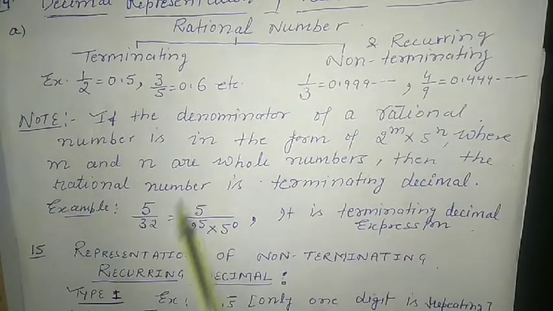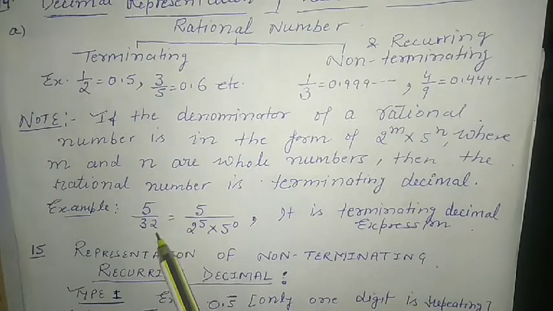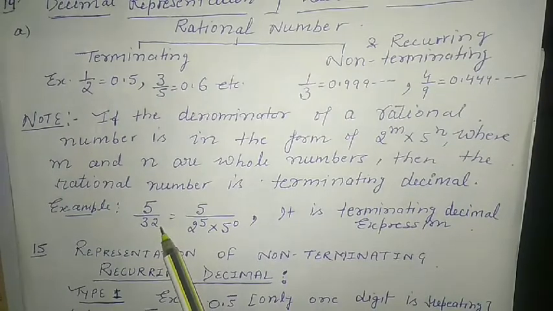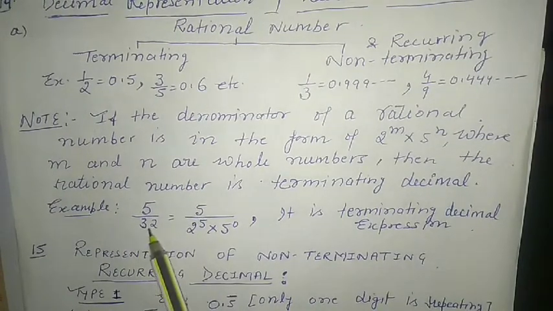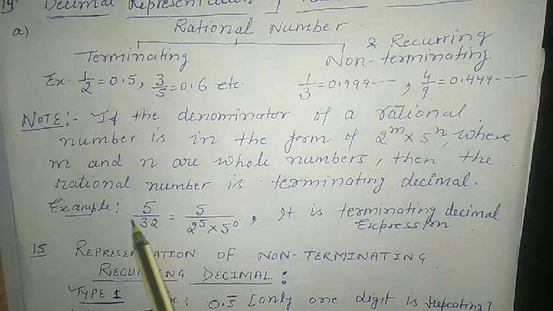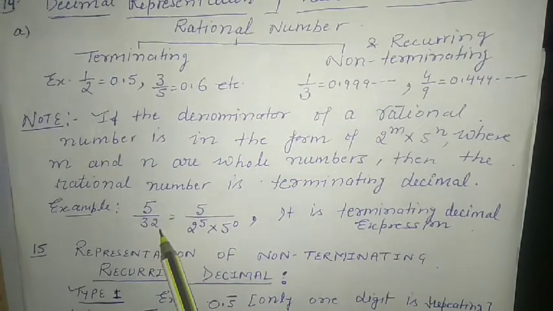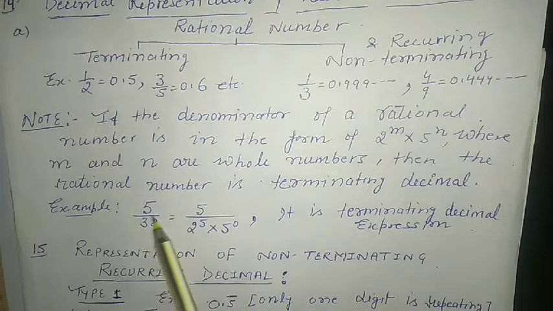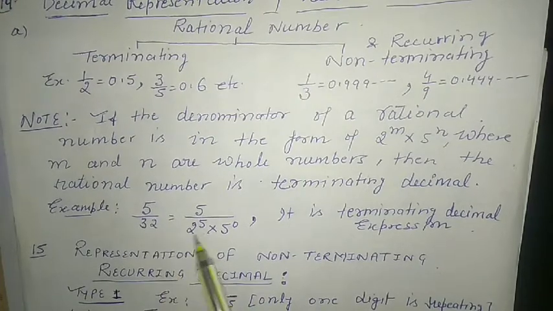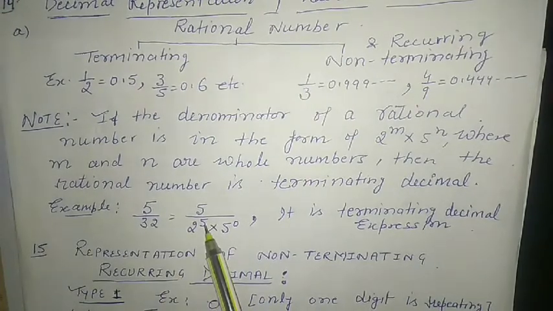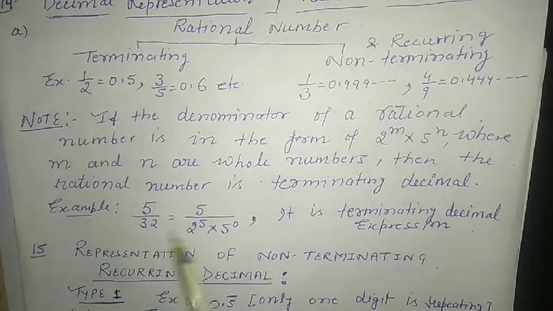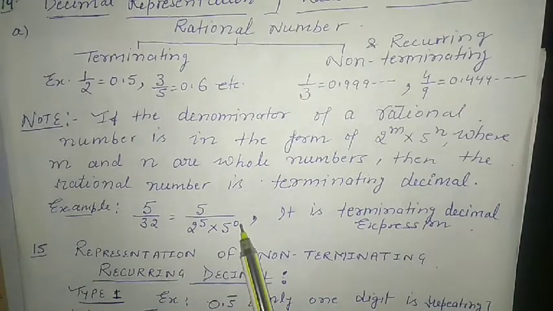In this rule, first of all, we will simplify the numerator and denominator. Then we'll see what the factors of the denominator are. Just take the example, we are having 5 upon 32. This is already in simplified condition, 5 upon 32. Now 32, when we factorize this, is 2 to the power 5. But there is no 5, so we will write here 5 to the power 0.